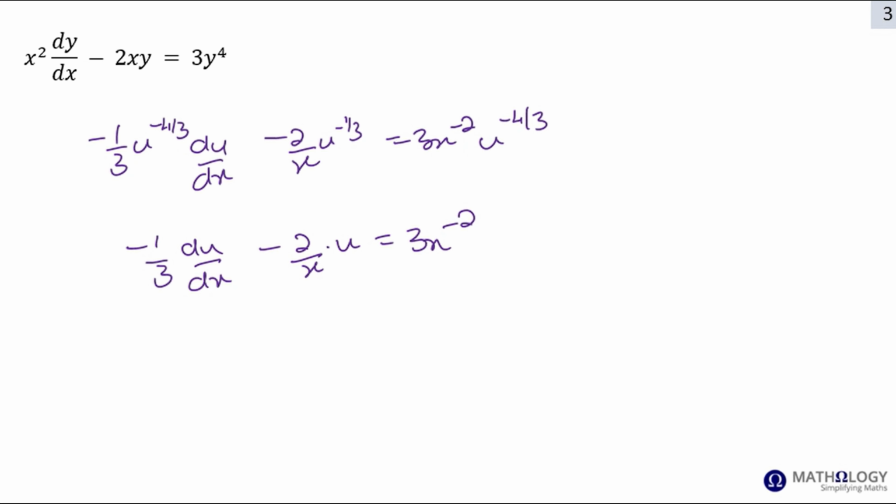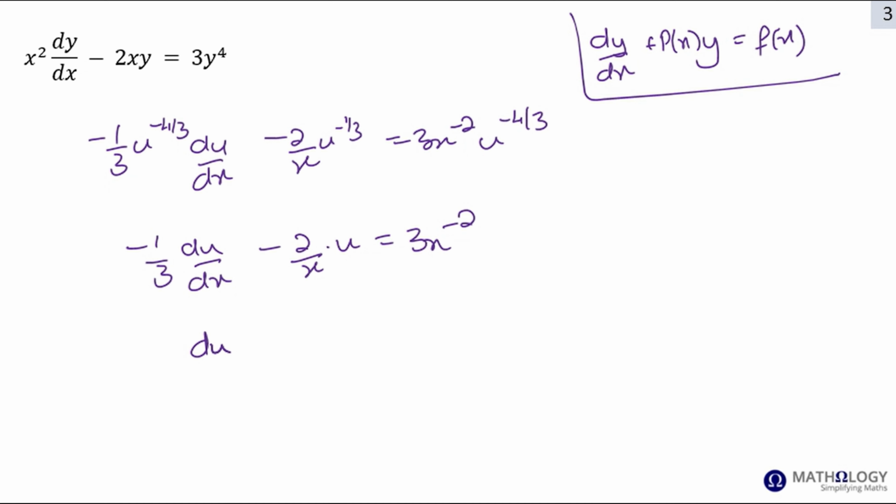This is a linear differential equation, although it's not in standard form. So recall that standard form is dy/dx plus p of x times y equals f of x. So we're just going to put this into standard form. So we're going to divide through by minus a third. Minus 2 divided by minus a third will be plus 6. So du/dx plus 6 over x times u equals 3 divided by minus a third, which is minus 9. And we'll leave that as x to the minus 2.